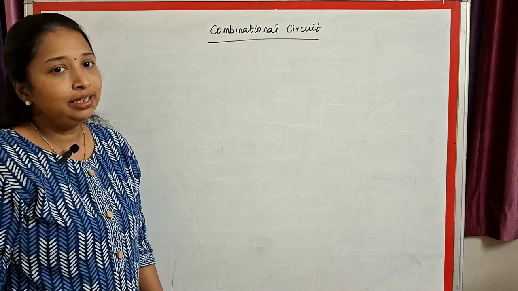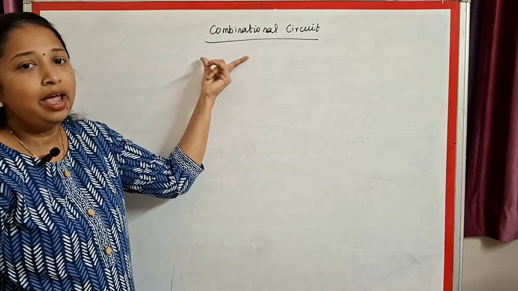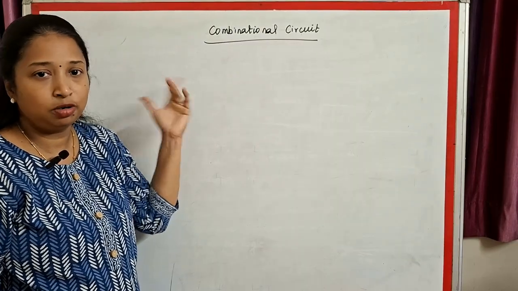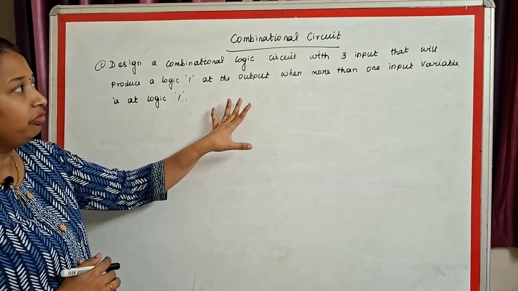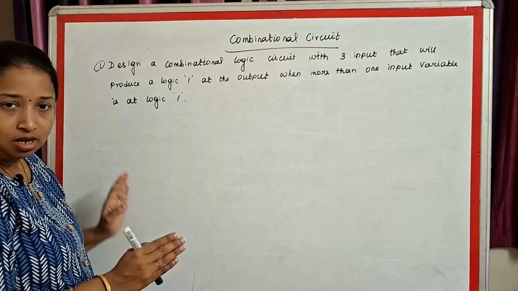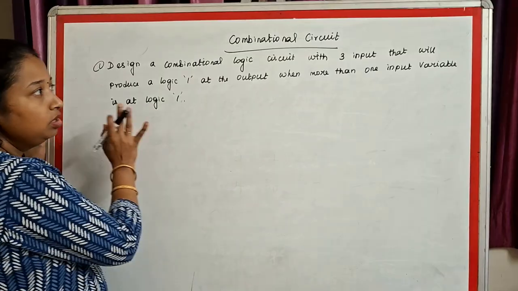Hello all. In today's lecture, we'll be solving some problems based on combinational logic circuits, and we'll see how to design the combinational logic circuit for those problems. Clear? In our previous lecture on the intro of combinational logic circuits, we studied the characteristics and the design procedure, right? That design procedure, whatever we read there, we are going to implement it here.